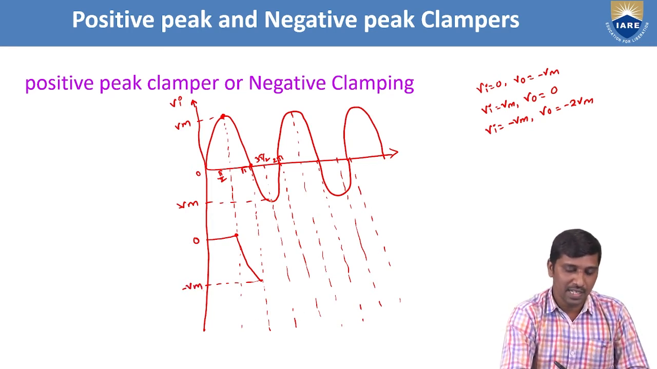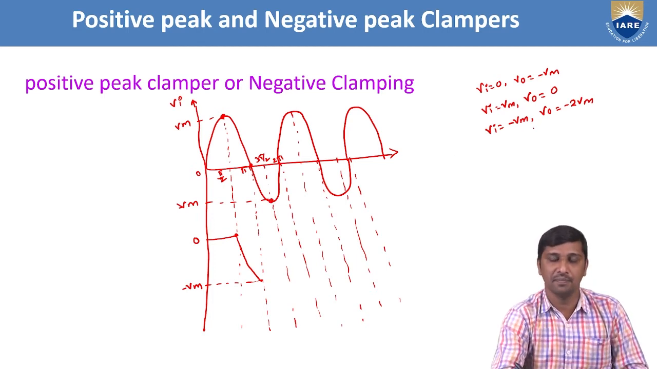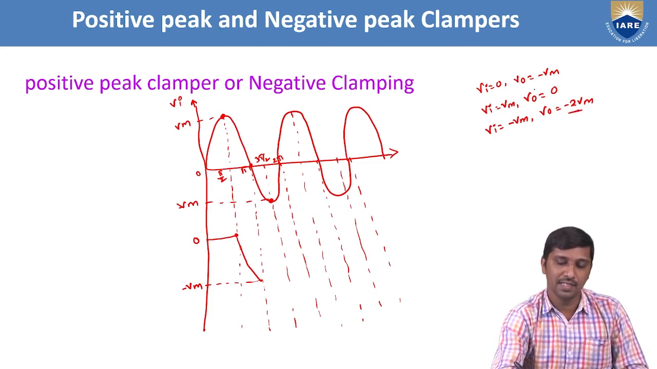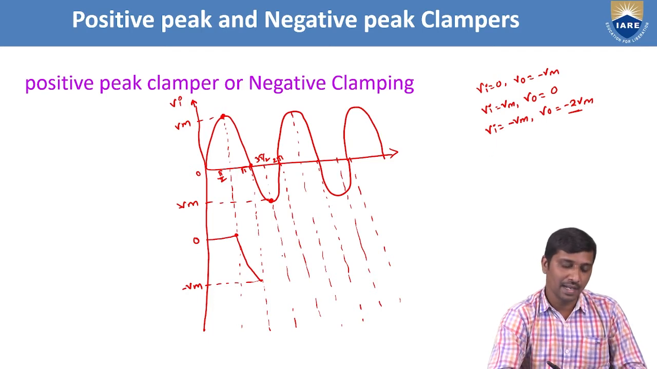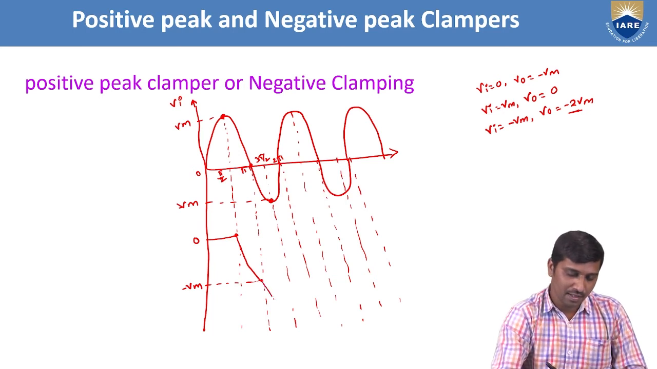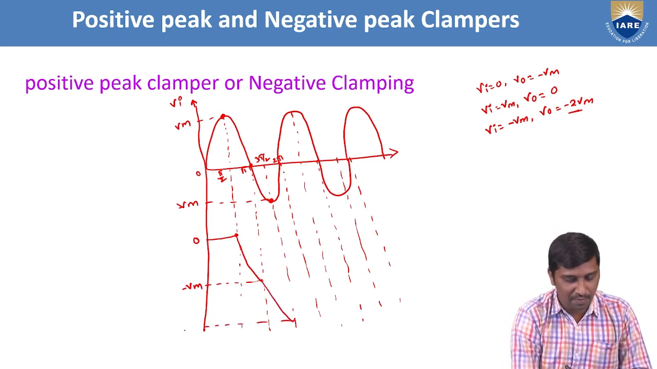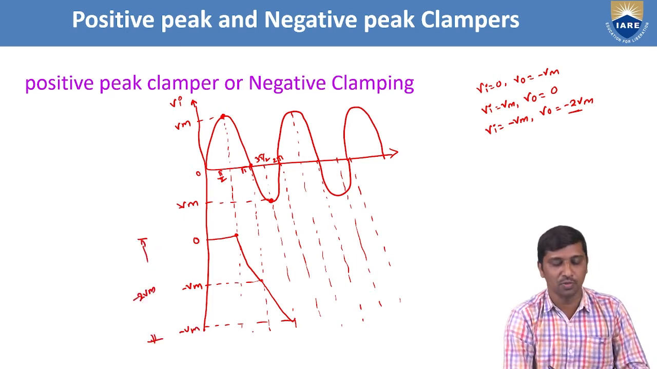So similarly, when Vi is minus Vm at this node, what is the output voltage here? Minus 2Vm. So previously when Vi is 0, the output is at minus Vm. When Vi is minus Vm, now the output changes to minus 2Vm, means the output signal changes from minus Vm to minus 2Vm, means again a further minus Vm is added here. So hence it further changes. So another minus Vm here. So the total net voltage is 2Vm, minus 2Vm here.